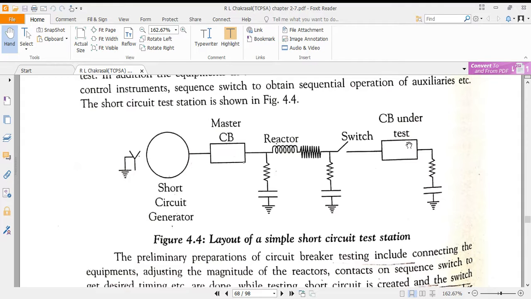The preliminary preparation of the circuit breaker testing includes connecting all the equipment, adjusting the magnitude of the reactors, contacts and sequence switches to get the desired timing. Yeah, the short circuit is going to be applied for a particular time. That is being decided.